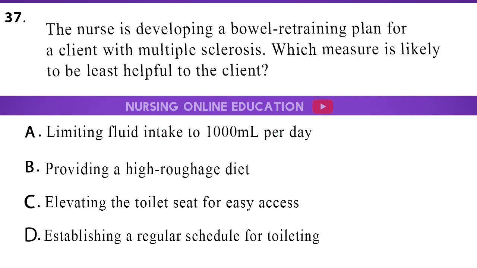37. The nurse is developing a bowel retraining plan for a client with multiple sclerosis. Which measure is likely to be least helpful to the client? A. Limiting fluid intake to 1,000 milliliters per day. B. Providing a high roughage diet. C. Elevating the toilet seat for easy access. D. Establishing a regular schedule for toileting. The answer is option A, limiting fluid intake to 1,000 milliliters per day.